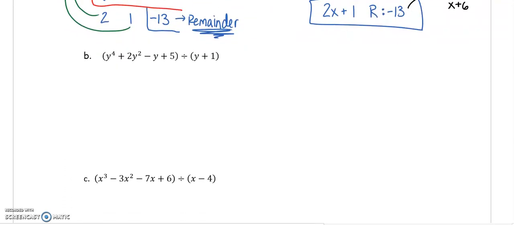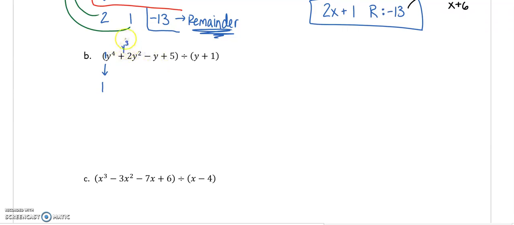So, letter B. Okay, so I'm going to start it the same way. I'm going to take my coefficients and bring them down in order to use. Now there's something a little different about this one that maybe you notice. Remember, when there's no coefficient, you just bring down a 1. But here, notice how it starts with y to the 4th, and then it skips to y squared. When I say skips, that means it's skipping the y to the 3rd term.